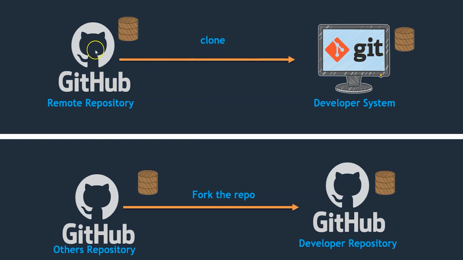Let's assume that this is someone else's account and they have created a repository. Now you would like to clone it onto your local system, then you can use git clone and the repository URL. But if you want to get it onto your GitHub account directly rather than your local system, then we can use the fork option. Now let's go and see how it works.